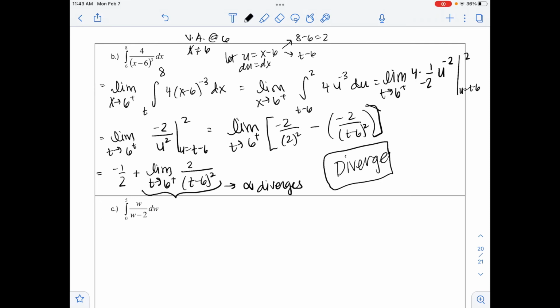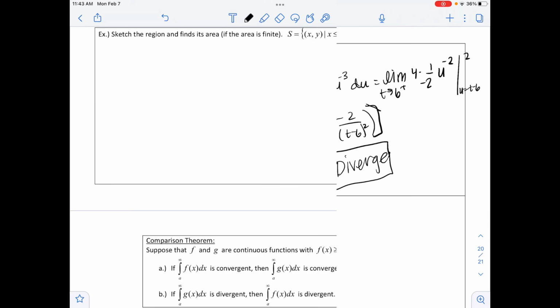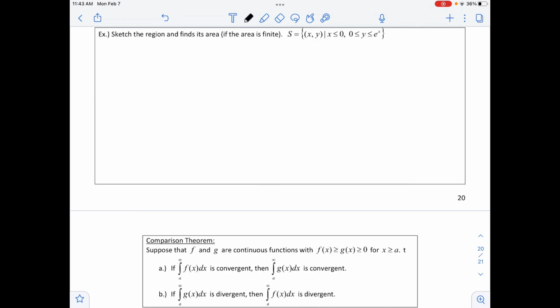So the next example that we have, I'm going to go ahead and circle, and we'll look at that one together in class. The next example says sketch the region and find the area if the area is finite. The region is S, and it is all the points (x, y) such that x is less than or equal to 0, and y is greater than or equal to 0 and less than or equal to e to the x. So let's go ahead and sketch the region.